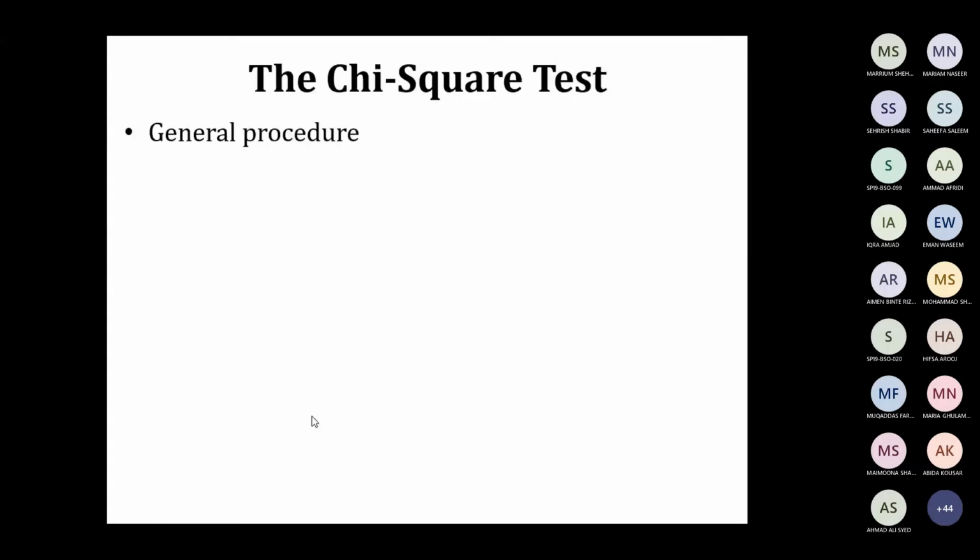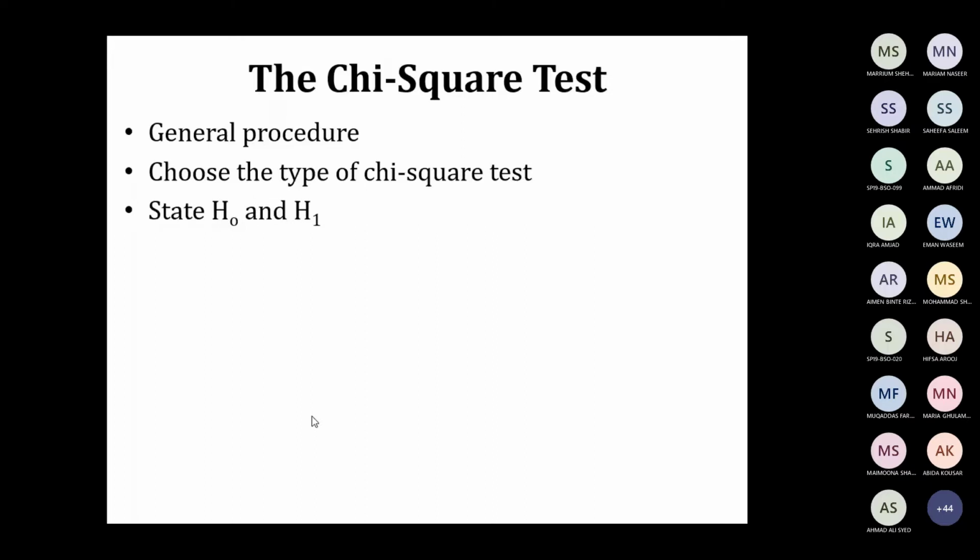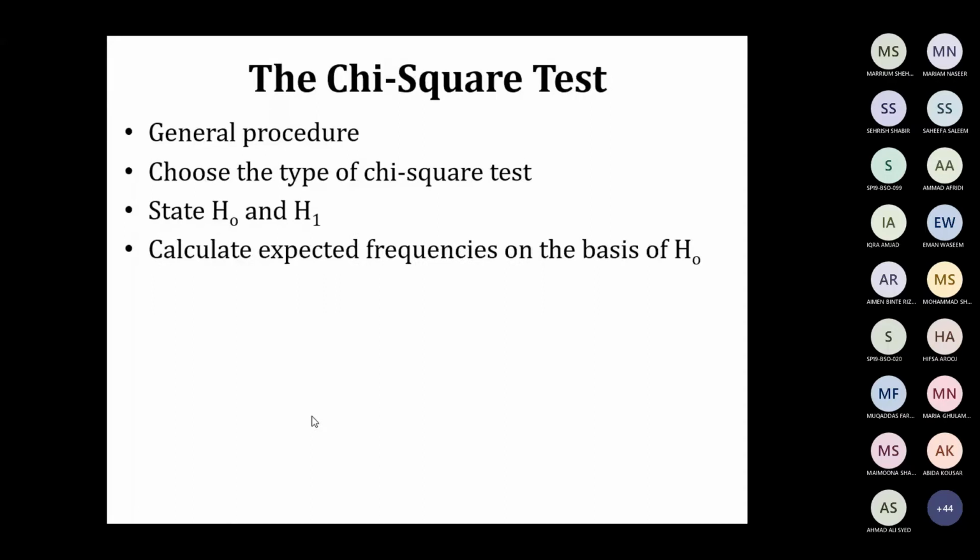So the general procedure is that you have to choose the type of the chi-square test, that is, what type of chi-square test is suitable for your data. And then you have to formulate a null and alternative hypothesis. Then you have to calculate the expected frequencies on the basis of the null hypothesis that you have made, right? And then you have to do the calculations. The calculations are simple: you take the difference of the observed and expected frequencies, take the square and divide it by E, do it for all the frequency classes, and then take their sum.